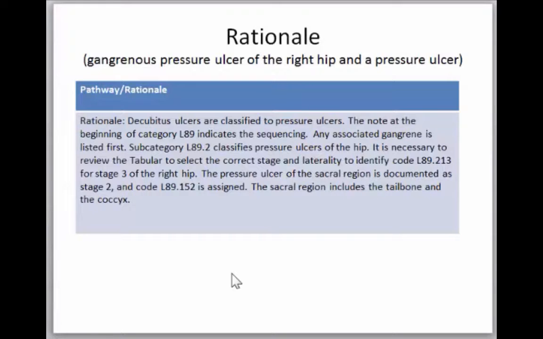And then the sacral region is stage 2, and the sacral region includes the tailbone and the coccyx. Now, actually, the tailbone to me is the coccyx, but the source I was using here made a distinction between those two things. To me, they're the same thing.